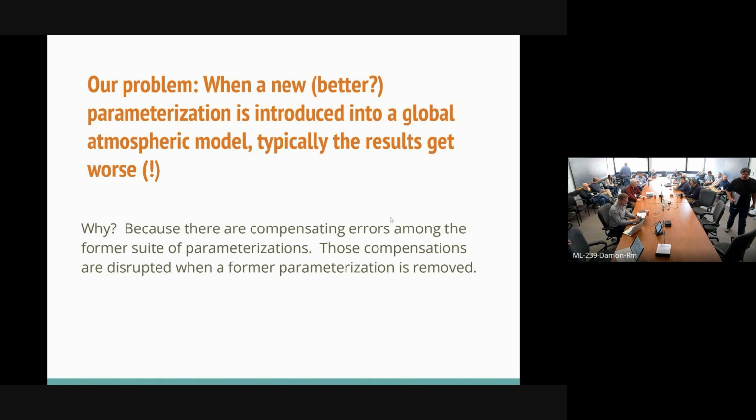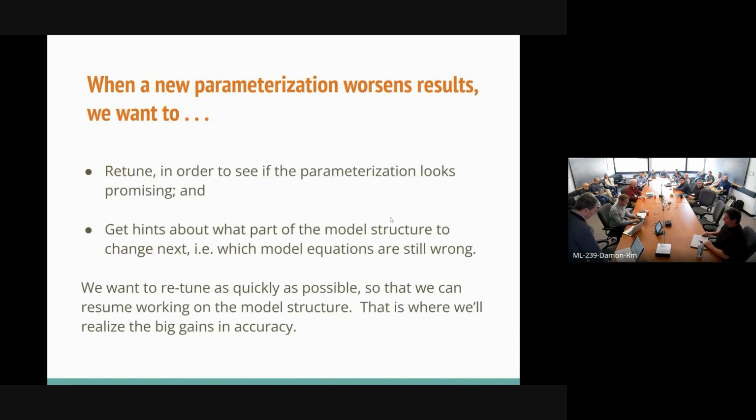Okay, so our problem is that when a new and hopefully better parameterization is introduced into a global atmospheric model, typically the results get worse. And why is that? Well, the standard reason given is that compensating errors have been baked into the model by prior generations of tuning. Then when we introduce a new, hopefully improved parameterization, those compensations are disrupted and the answer gets worse. So what do we do?